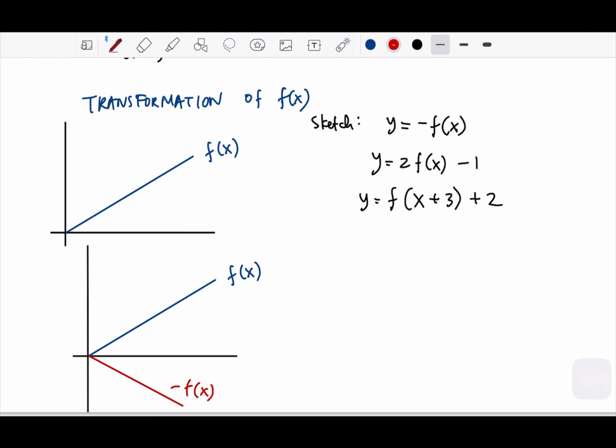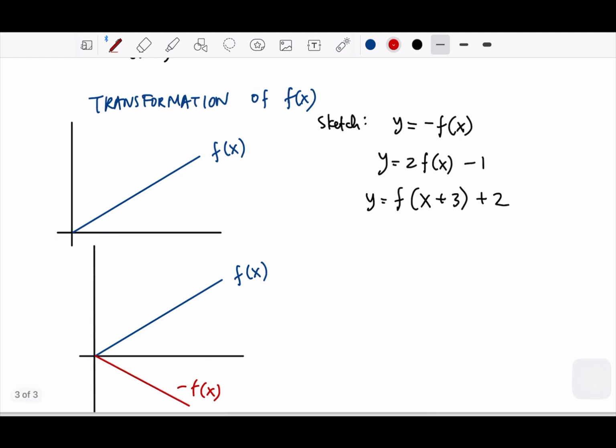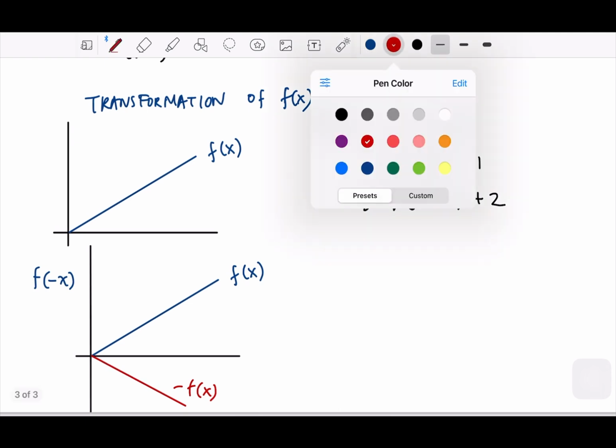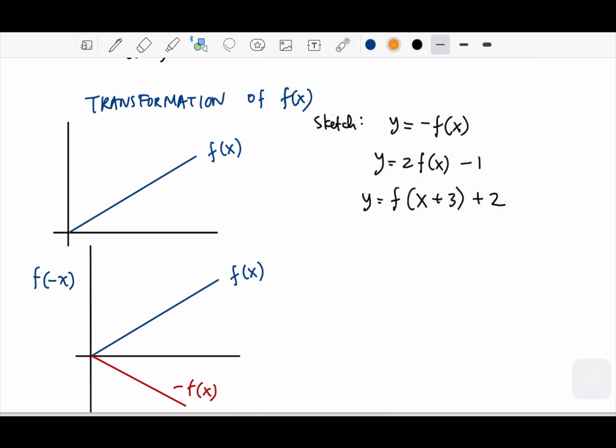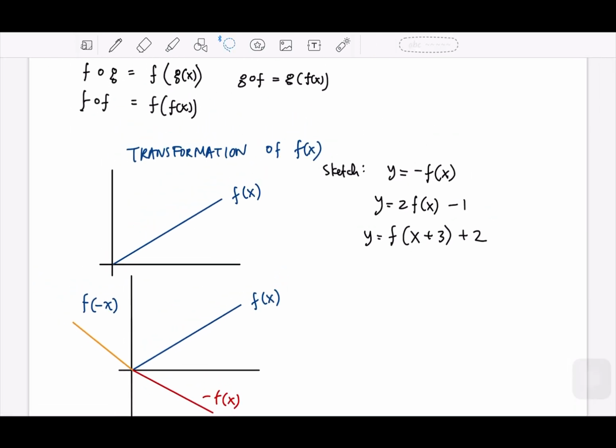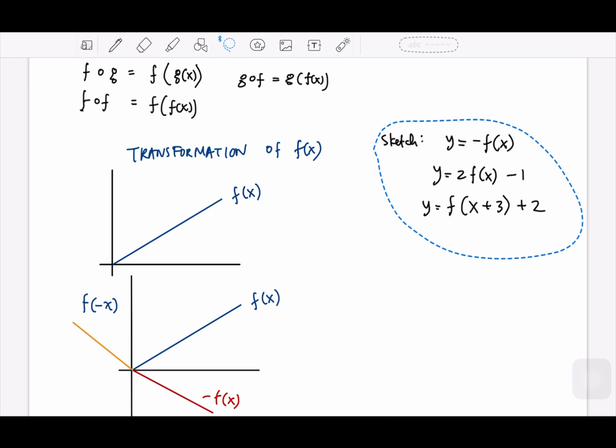Okay. What happens if you have f with negative x? You mirror on this side. Let me put this a little bit outside here.